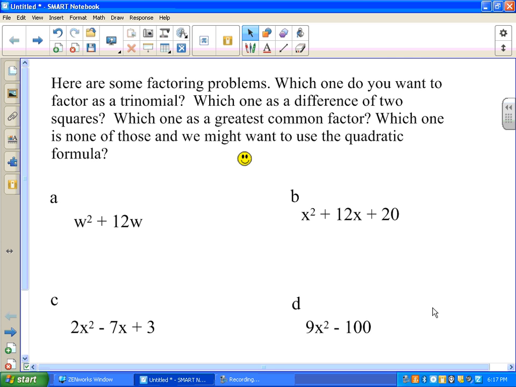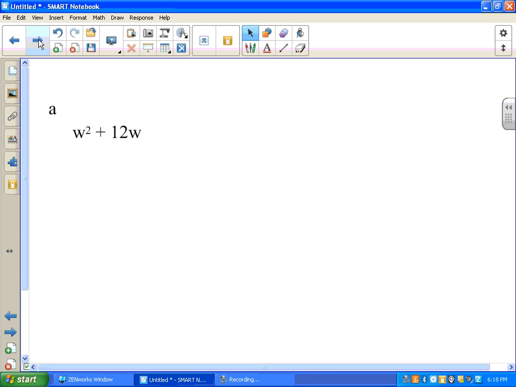So write down which one do you think is going to be a trinomial, A, B, C, or D. Difference of two squares, A, B, C, or D. Greatest common factor, A, B, C, or D. And none of those, A, B, C, or D. And we'll see which one is correct.